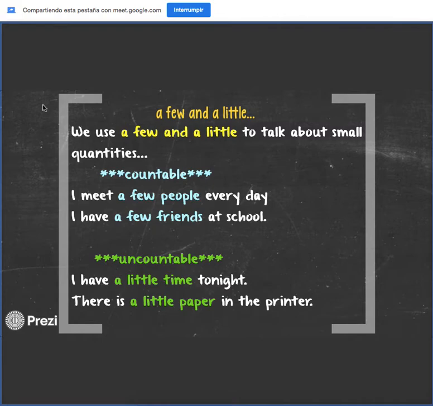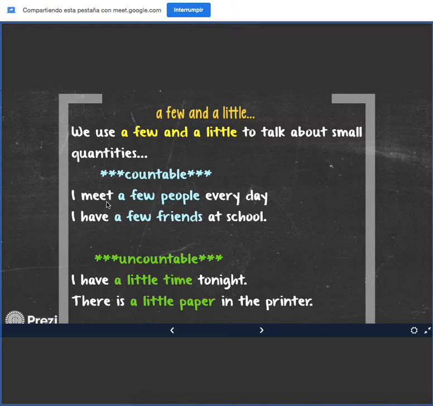So look at these, babies. When you have a few and a little, this is to talk about small quantities. When you have small amounts, you can use it, guys, with countable and uncountable nouns. What is the difference? With countable, you are going to use a few, and with uncountable, you are going to use a little. But the meaning of few and little is the same. Es poquito, okay?